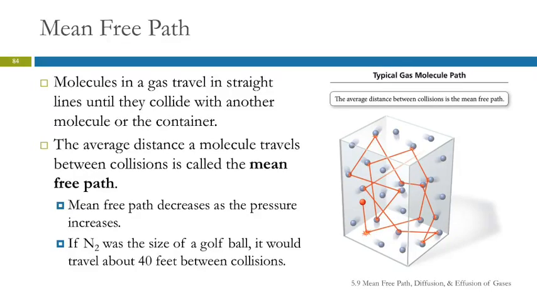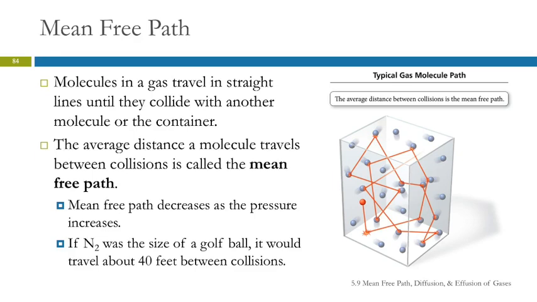Mean free path. So molecules are traveling in straight lines till they run into something. The distance they travel between collisions is called the mean free path. Mean is another word for average, and free path means how far can you go without something in your way. So the mean free path will decrease as the pressure increases.